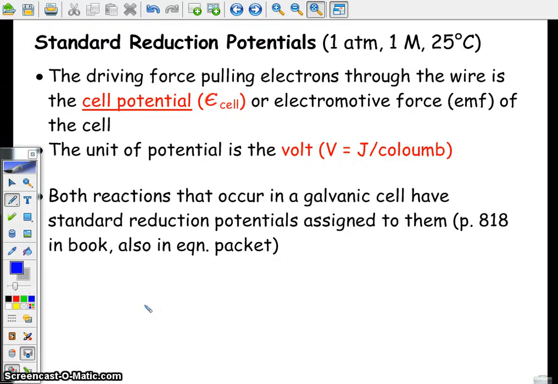So you buy a 9-volt battery, or your little AA batteries are like 1.2 volts each or something like that. And I realized last period I spelled coulomb wrong.